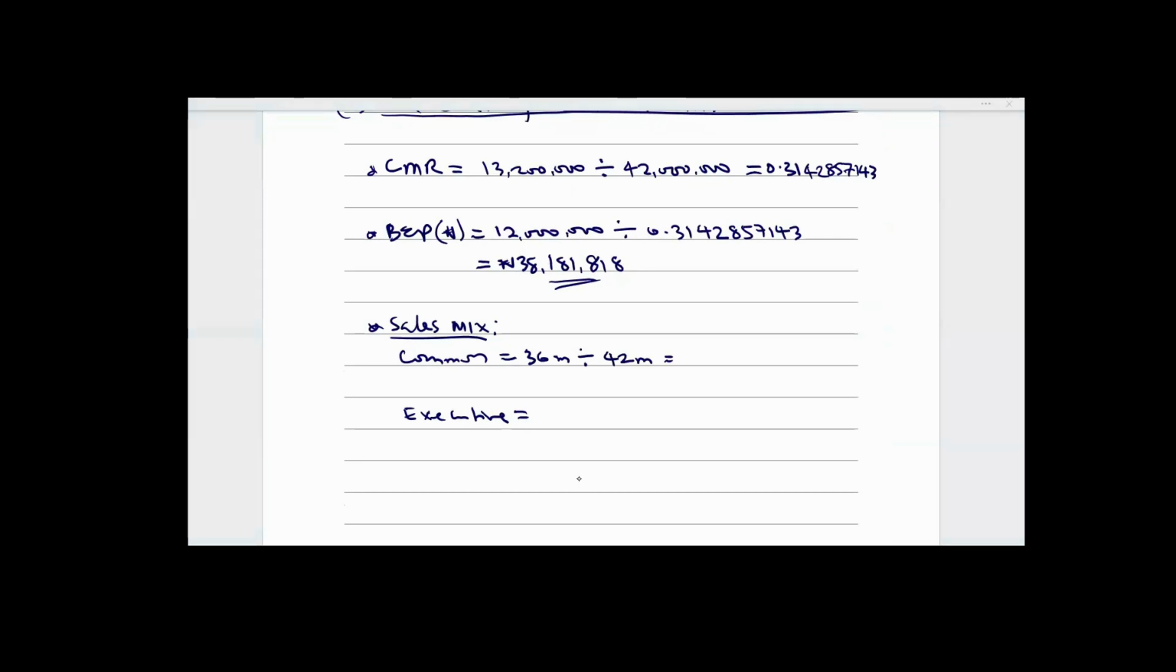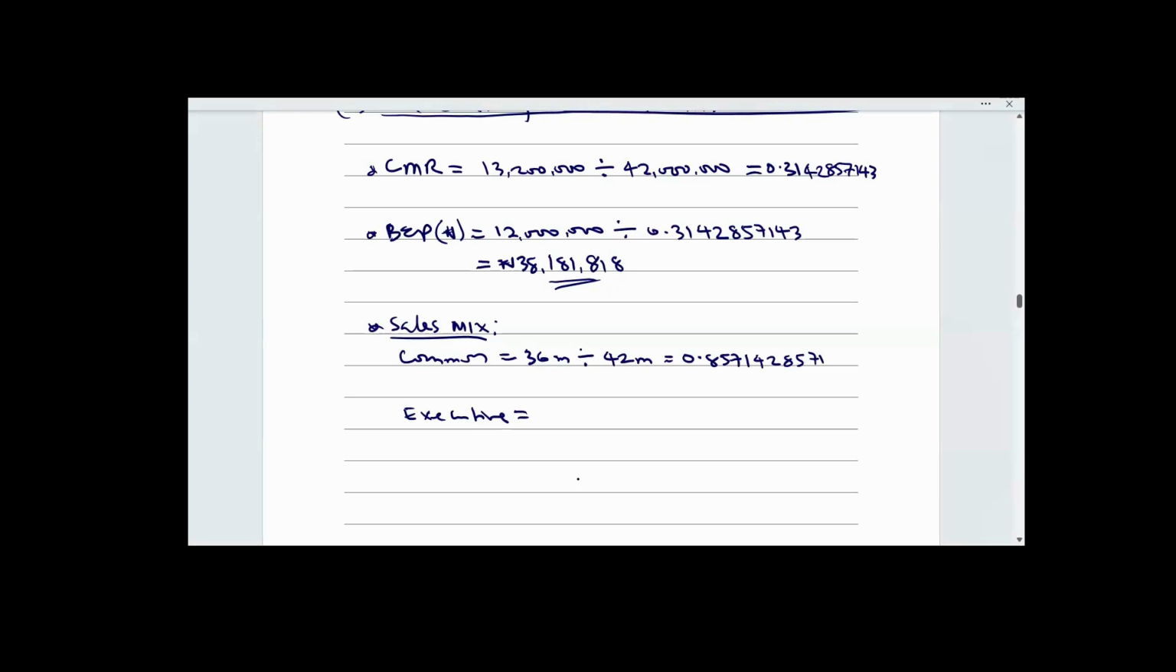36 divided by 42 gives 0.8571, 0.857142857. Let me confirm. Yes. Let's stop it there.